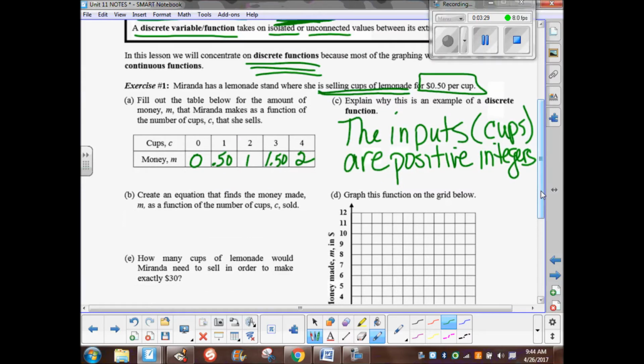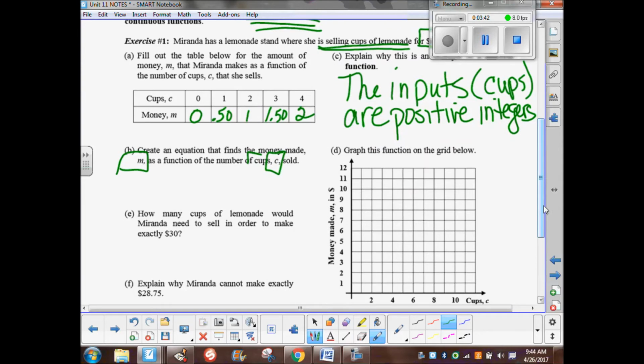Create an equation that finds the money made M as a function of the number of cups C. You've got to use those two variables. So what's my equation? M equals what? 0.5 what? No, what did we say? C, yeah. M equals 0.5C.